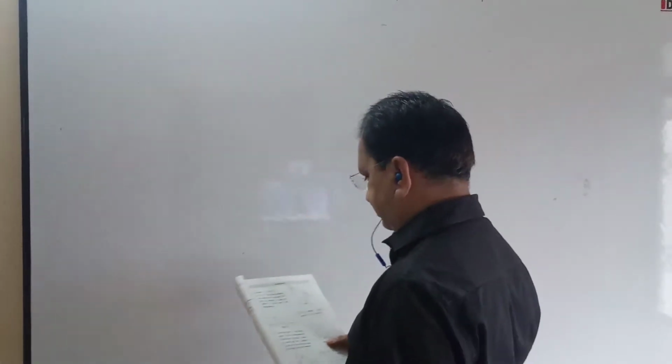Okay, today my target is 3.1 to 3.4. On the basis of similarity, what is the basis of similarity? When are two triangles said to be similar? When all three sides are in proportion and all the respective angles are congruent. At that time, we can say it is similar.